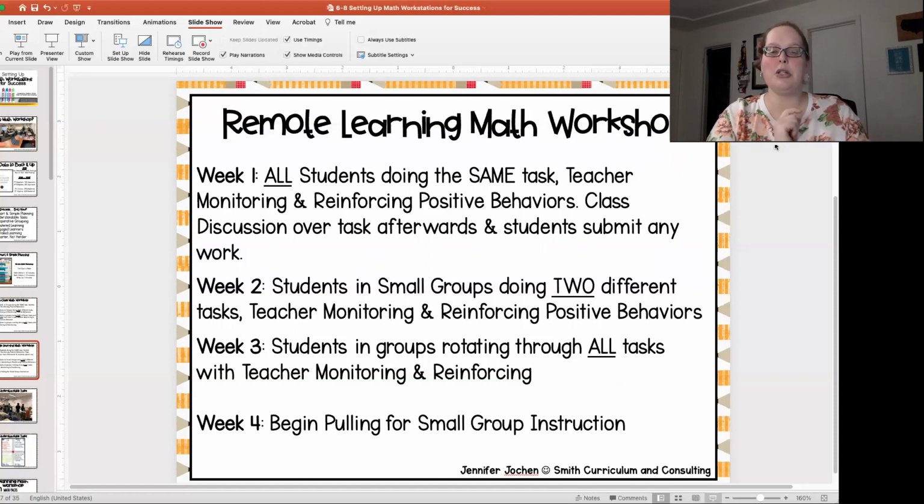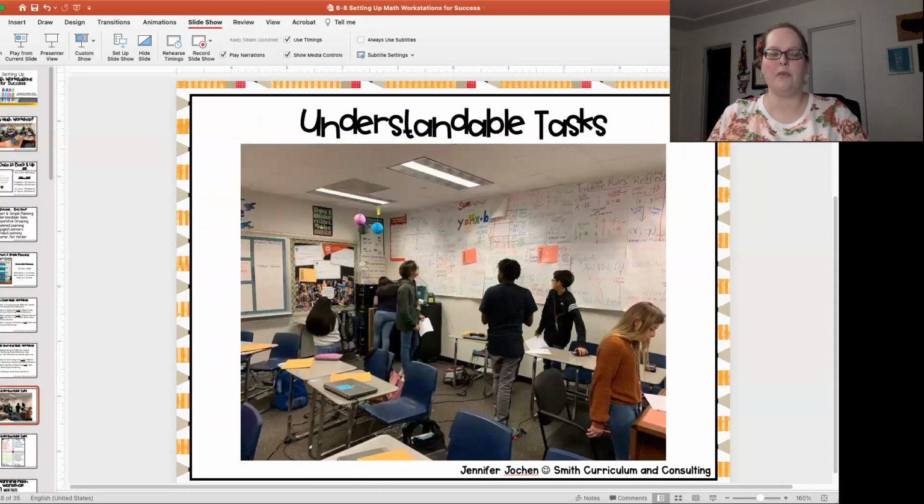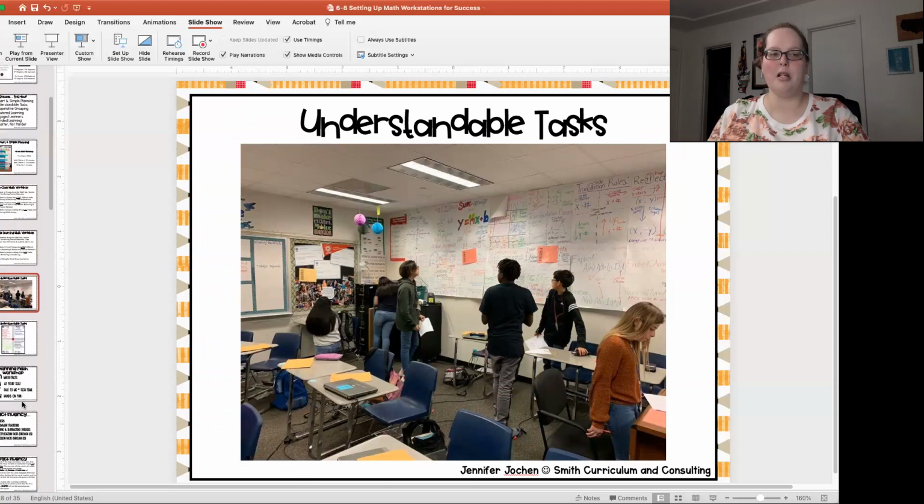Then in week 3, students in their group rotate through all of the tasks with monitoring and reinforcing. And by week 4, you should be able to pull for small group instruction. And we're going to talk more about small group instruction. But at this point, I know I've been talking for quite a bit, and you are probably a little overwhelmed. So I want you to take a moment, pause this video, and talk with the teachers at your table about what you've understood so far about implementing Math Workshop in your class.